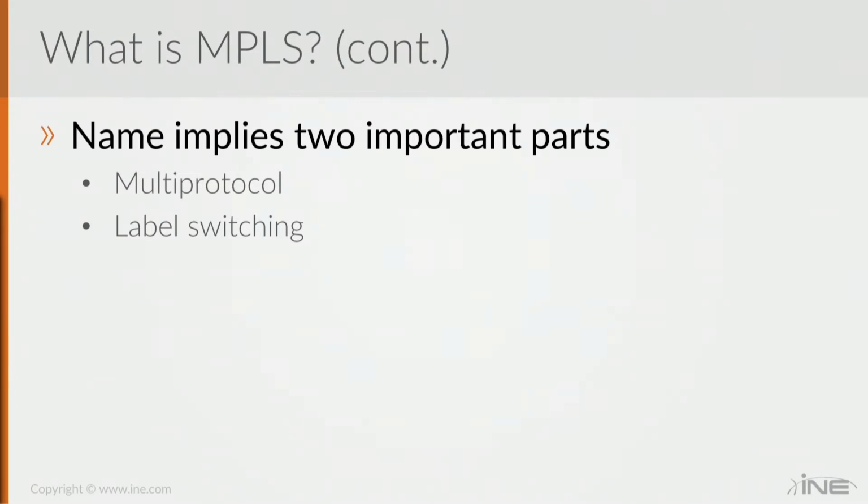Now the other one, label switching, is how we actually make our forwarding decision. The devices in the MPLS core are not going to be looking at the payload of the tunnel traffic. So they don't need to know the final IPv4 destination or the final Ethernet MAC address. They're going to be making their decision just on the label value.